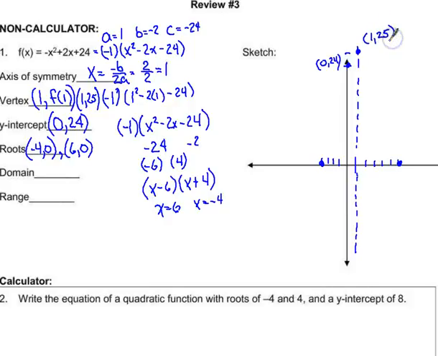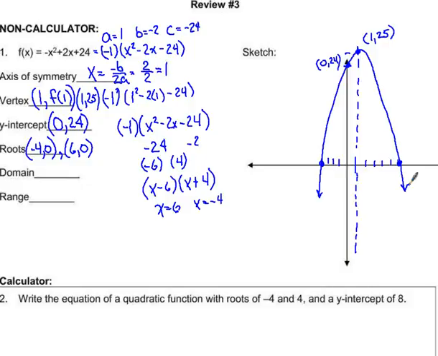It's at 125. We now have the points that we need. We're going to go ahead and draw our graph. And we come around the other direction, and we have our vertex. The A value is negative 1, and our graph is pointing down. So everything looks about right.